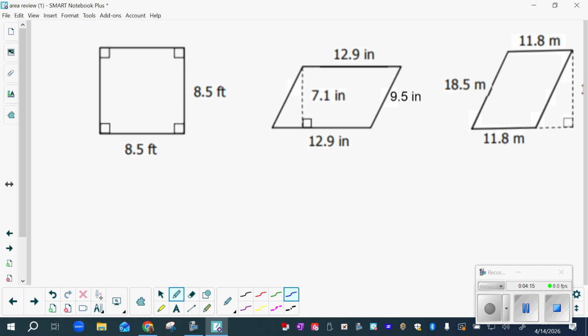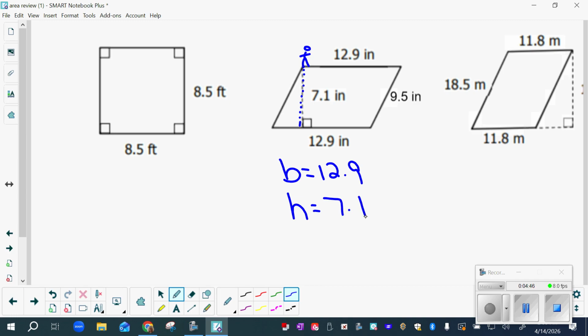My base is 12.9, but I have a bunch of numbers on the side. I have 9.5 and 7.1. Which one do I use? 7.1, because it's the spit height, right? If you're right here and you're spitting, it's going to go straight down. So my base is there, my height is here.